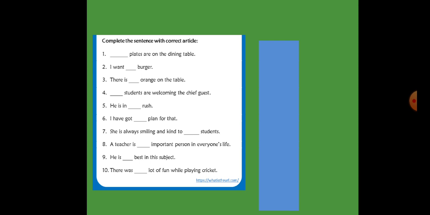Next one. Complete the sentence with the correct article. 1. Dash plates are on the dining table. 2. I want dash burger. 3. There is dash orange on the table. 4. Dash students are welcoming the chief guest. 5. He is in dash rush. 6. I have got dash plan for that. 7. She is always smiling and kind to dash student. 8. Our teacher is dash important person in everyone's life. 9. He is dash best in this subject. 10. There was dash lot of fun while playing cricket.